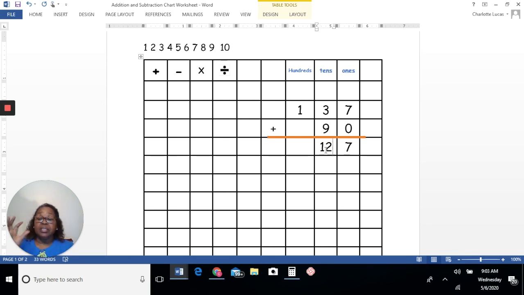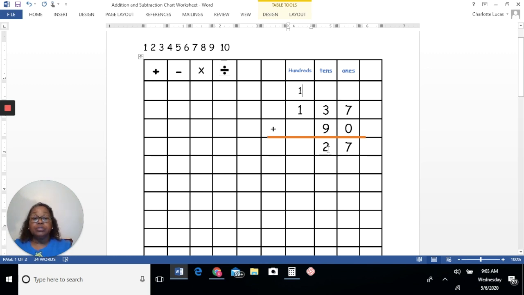If you skip count by 10: 10, 20, 30, 40, 50, 60, 70, 80, 90, 100, 110, 120. So 12 is really 120. So this 1 is not a 10. This 1 is actually 100. Let's add it to the hundreds place. And by adding it to the hundreds place, we now have the correct value.